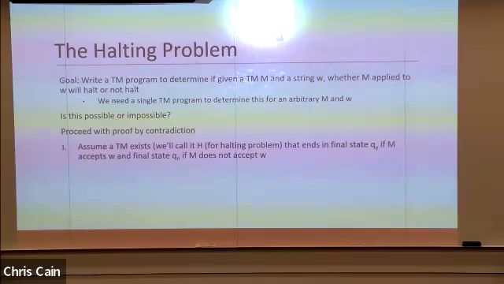So a proof by contradiction says that we're going to assume that it is possible. If it is possible, then that Turing machine exists. So H, for the halting problem, is going to be the Turing machine that can determine whether an input Turing machine and string pair will terminate or not. So H is going to end in some final state Q sub Y, saying yes, if M accepts W, and some final state Q sub N if M does not accept W. So that is the states of that.